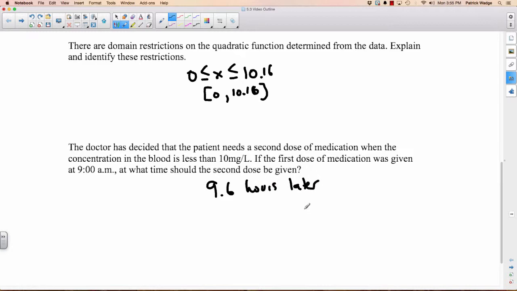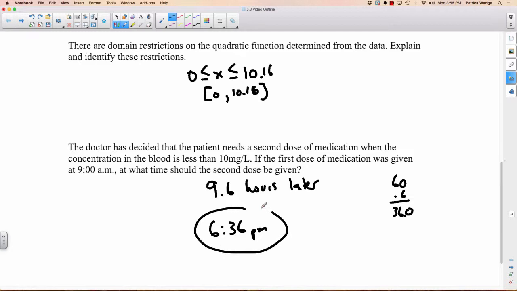But what we want to know is what time that is. Well, 9 hours after 9 o'clock is, well, it takes 3 hours to get to noon, another 6 hours, so you have 6 p.m. But what about this 0.6? How do we deal with that? What we can do is find out what's 0.6 of 60, because that's how many minutes there are in an hour. So 60 times 0.6 will give you that answer, and if you do that, you'll find it is 36 minutes. So at 6:36 p.m. it's time to give another dose of medicine according to the doctor.